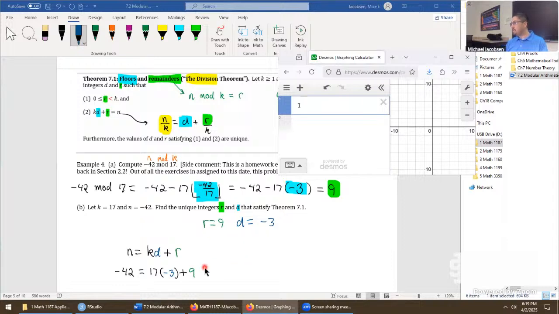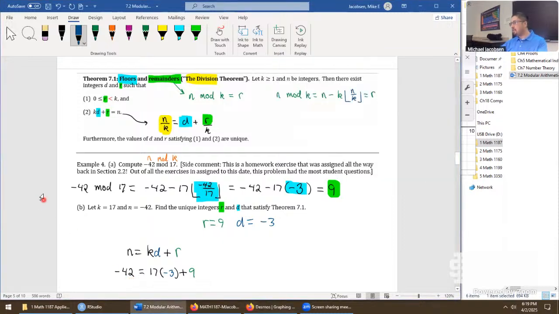We're checking this equation here, 17 times negative 3 plus 9. Sure enough, it really is negative 42. So that tells us if we think of this mod process as fitting into the division theorem, and because there's only a unique way to find R, one and only way, we're forced into the conclusion, negative 42 mod 17 equals 9 itself. Only because that's the only way to make this equation right here really work out. So that's another look at what's going on with modular arithmetic with negatives mixed in.